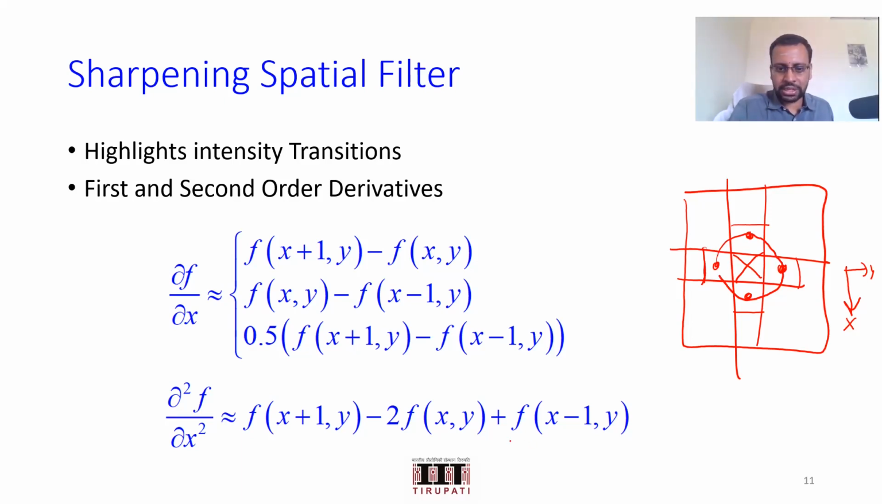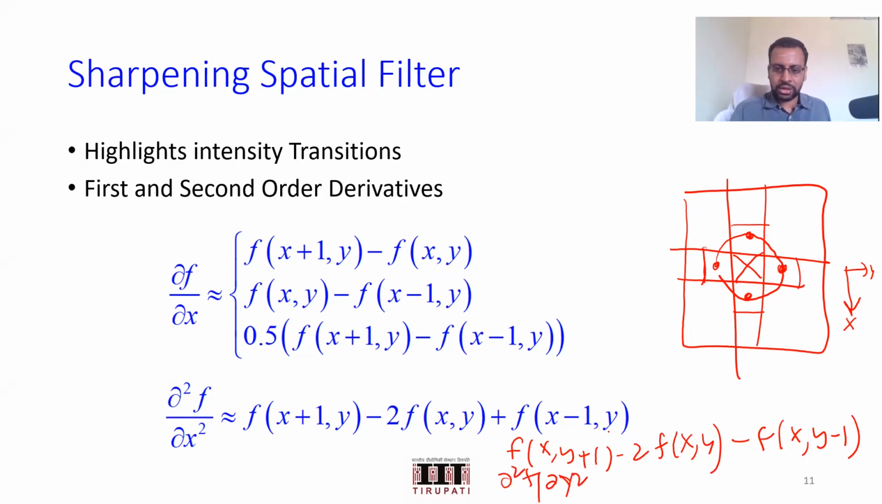If I just write for the other 2 points, that will be f of x comma y plus 1 minus 2 times f of x comma y plus f of x comma y minus 1. This would give me dou square f by dou y square. If I add them all, it is like summing these 4, then you just add these 2. That will be minus 4 times f of x y. And here all these 4 points will be there. From that I subtract this.